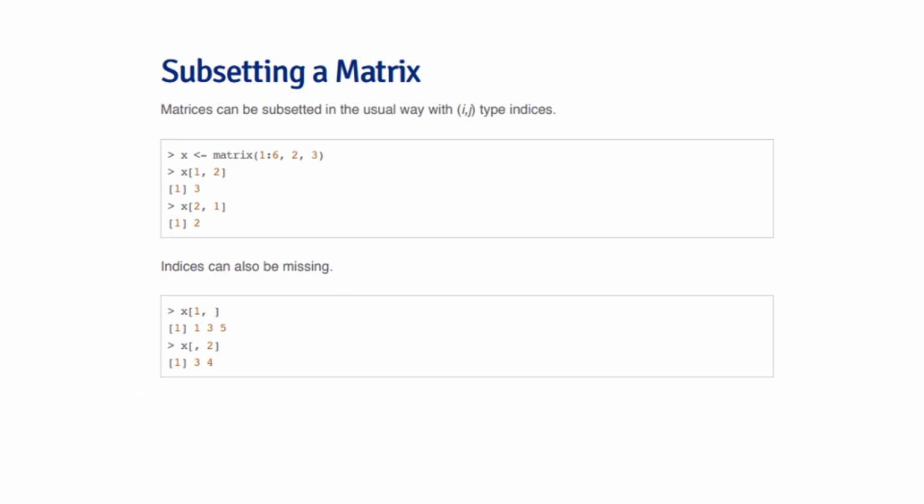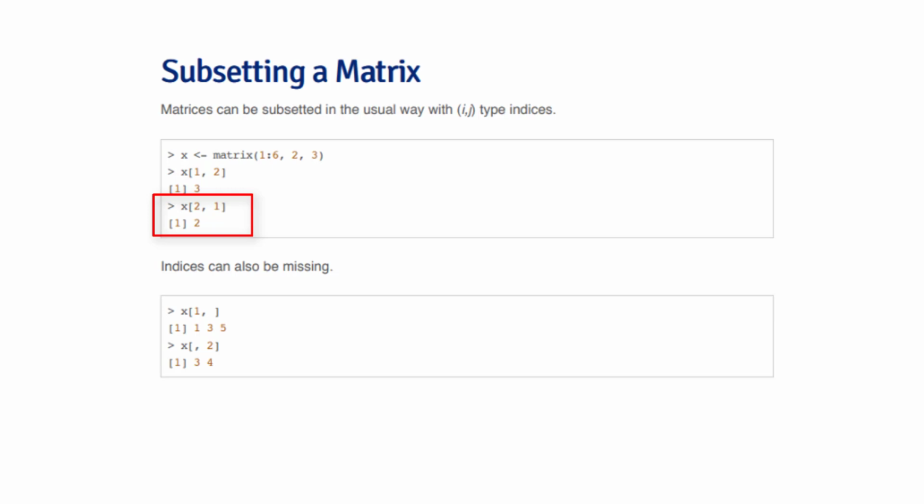So the first index is going to be the row index, the second index is going to be the column index, and we can use numbers for this too. So for example, X is a matrix. It's a 2 by 3 matrix with the numbers 1 through 6 in it. If I take X with the 1, 2 in the single square bracket, that gives me the first row, second column, and so that's going to be the number 3. And then the second row, first column is going to be the number 2.